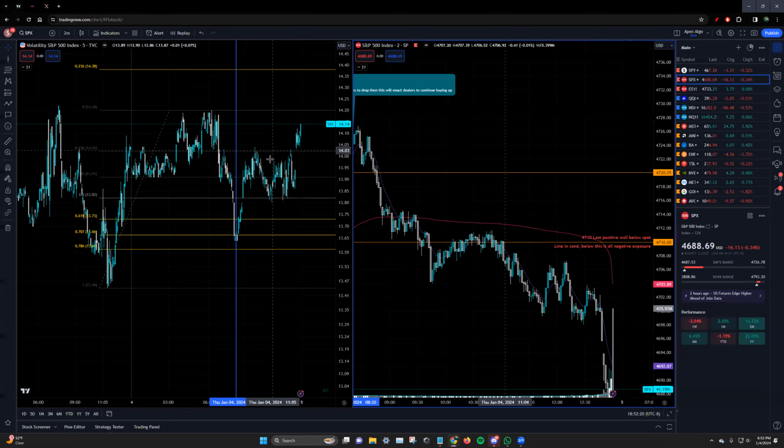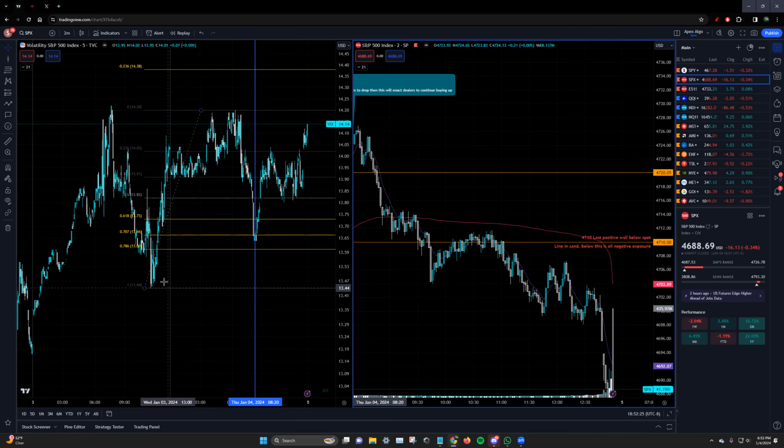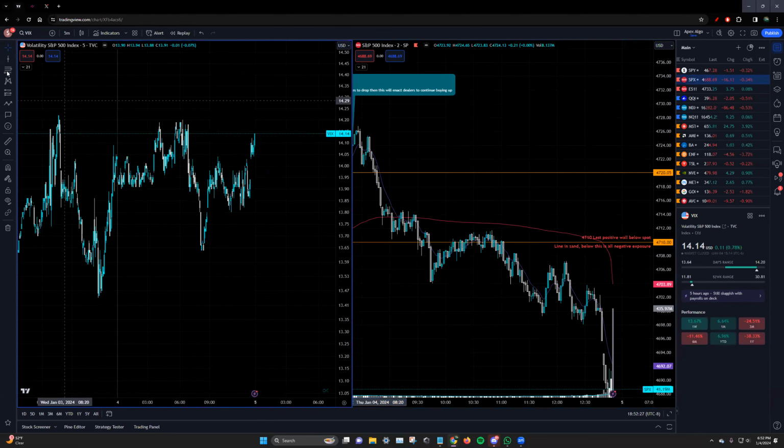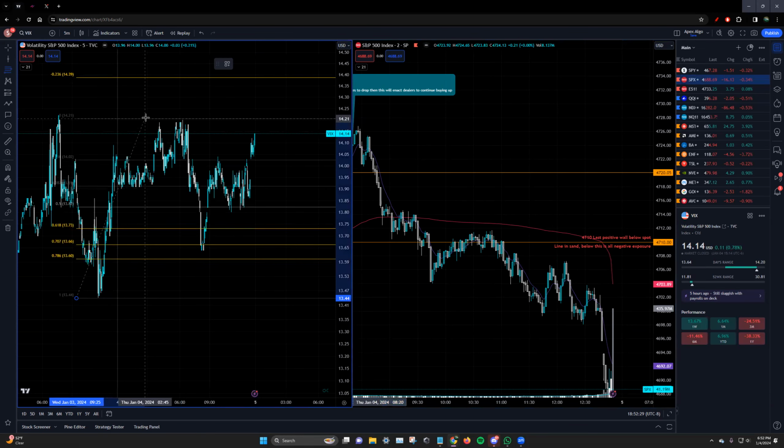Yeah, so VIX Fibs, it's just high to low, relative high to relative low. So I drew them from, let's clear this, this to up here, this high.